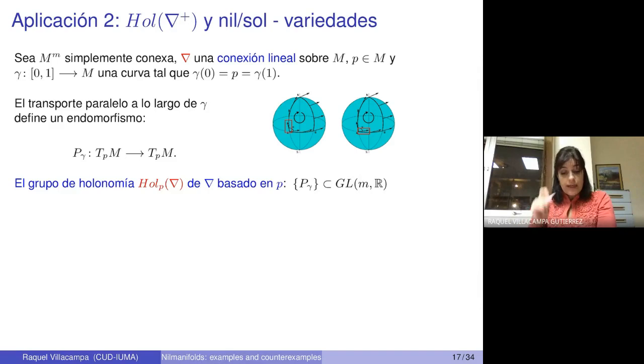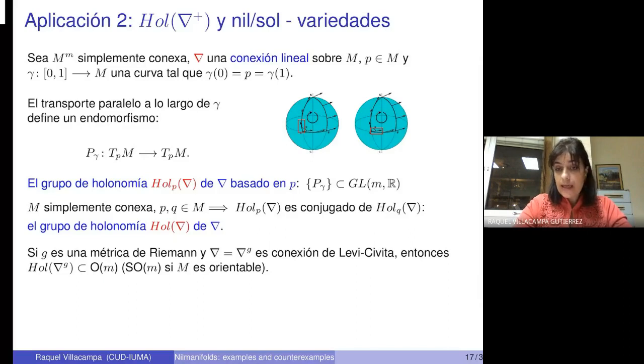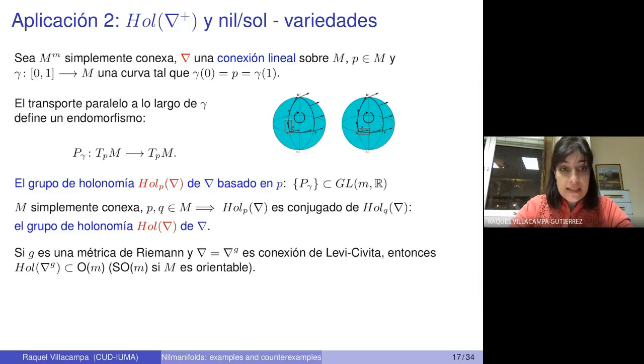Since the manifold is simply connected, given 2 points, there exists a path joining these 2 points. So the holonomy group at the point P is conjugate to the holonomy group at the point Q, and therefore we can remove the point from the definition and just speak about the holonomy group of the linear connection. The canonical linear connection is the Levi-Civita connection. So we can ask which groups are the holonomy groups of the linear connection. In general, the holonomy group of the Levi-Civita connection is a subgroup of the orthogonal group, or of the special orthogonal group in the case that M is orientable.